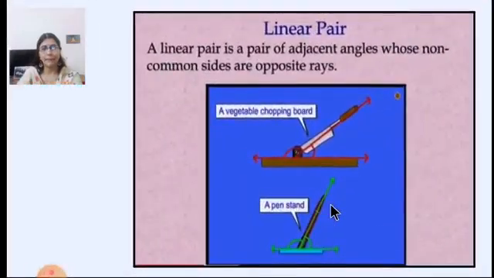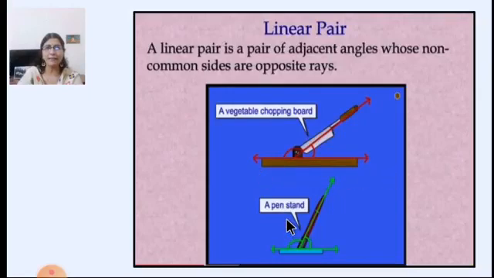Now these are examples of objects showing a linear pair. You must have seen a vegetable chopping board in your house, and a pen stand. The chopping blade is forming a linear pair of angles with the board here. You can see here this is one angle, this is another angle, and this is the common side, and the other two non-common arms are opposite rays. They are forming a straight line.